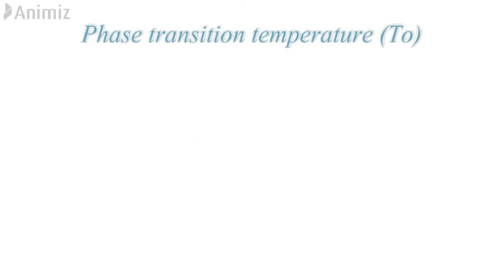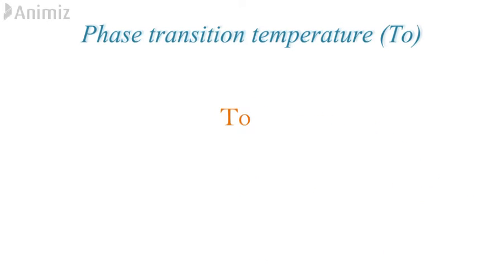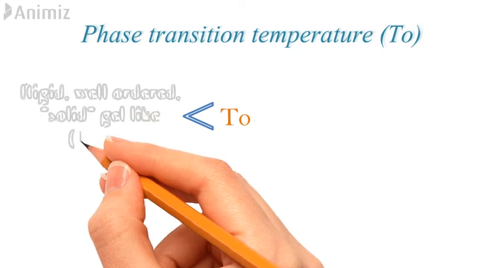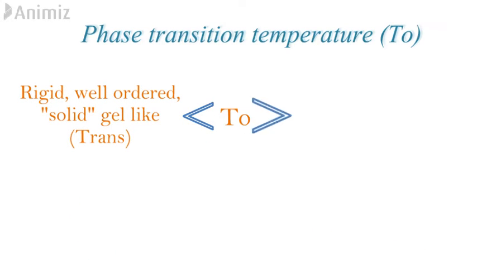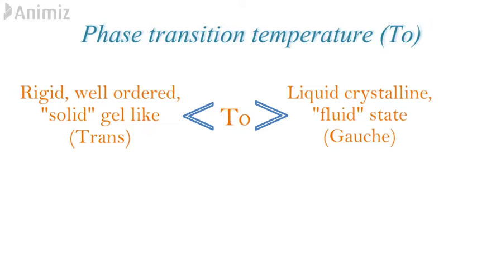A phospholipid can exist in different forms at different temperatures, which is called its phase transition temperature, which is very important during the manufacturing of liposomes. At a temperature less than its Tc, a lipid exists as a rigid, well-ordered solid in a trans phase, and at a temperature more than its Tc, it exists as a liquid crystalline, fluid, gauche state.